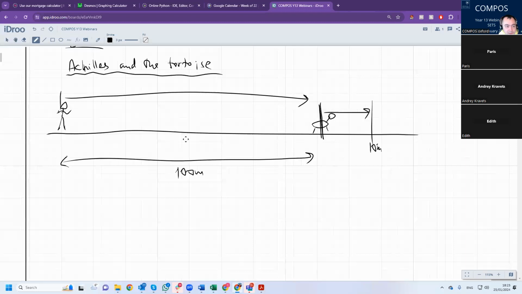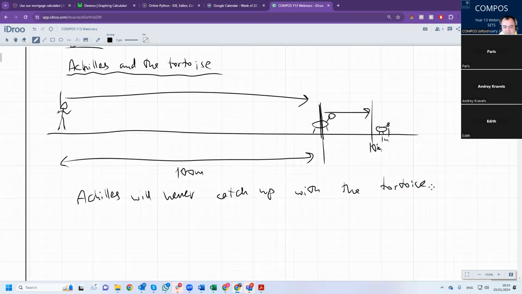10 meters. So by the time he ran the 10 meters to the tortoise, the tortoise will run 1 meter, an extra 1 meter. And then he would run the extra meter, it would run 10 centimeters, etc. So Achilles will never catch up with the tortoise.